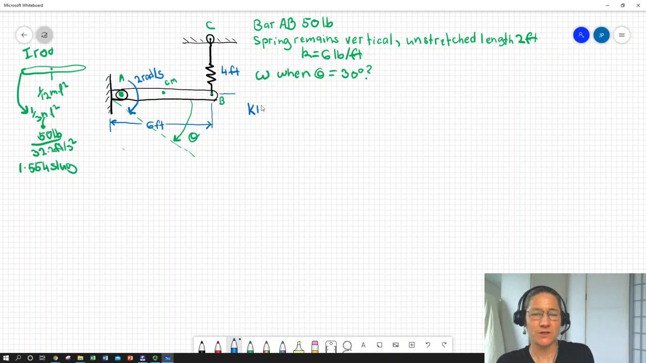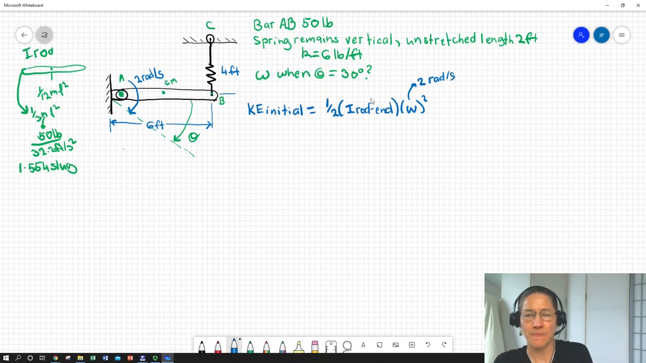So we can say our kinetic energy in our initial state is 1/2 I rod end times omega squared, where omega is 2 radians per second, and our moment of inertia of our slender rod about the end, for our 1.554 slug rod, 6 feet long, is going to end up being 18.65 slug feet squared.